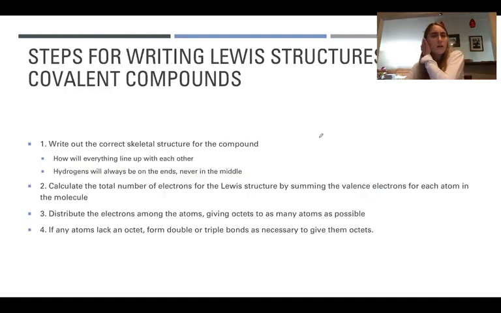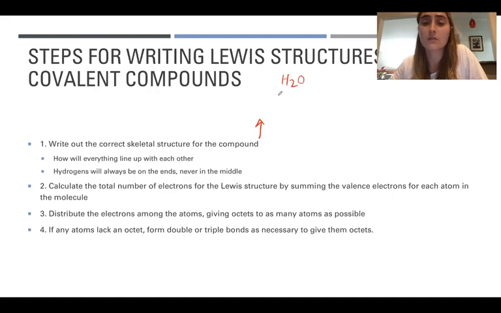Okay, so what are the steps for writing Lewis structures for covalent compounds? There are 4 big steps here. The first step is to write out the correct skeletal structure for the compound. So what does that look like? If I tell you I want the skeletal structure for H2O, I'm going to say, okay, I've got 2 hydrogens and 1 oxygen, so it's probably going to look something like this.